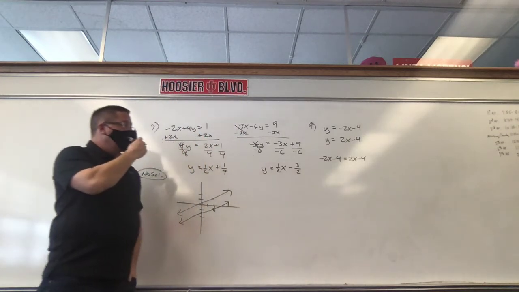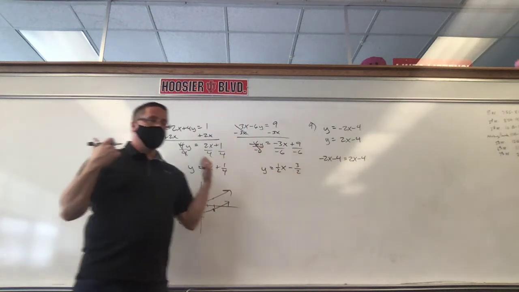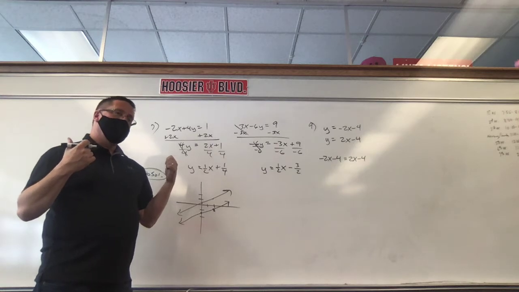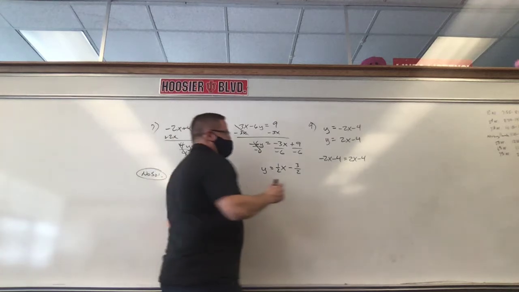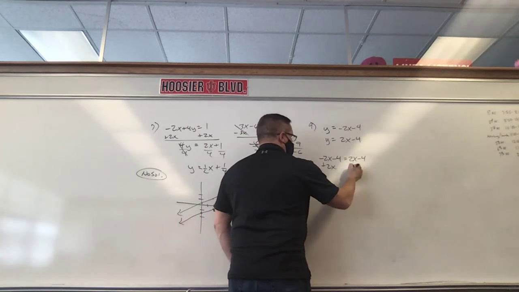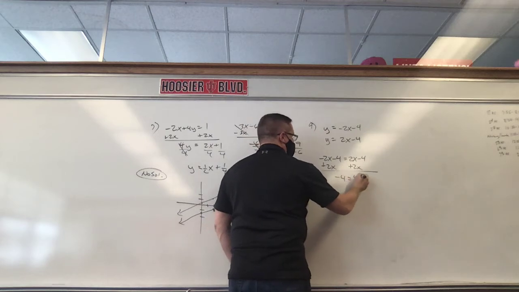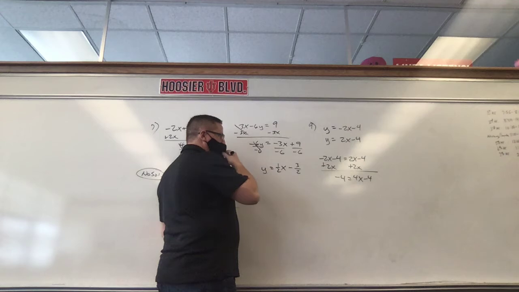All right. So now what do we do? Can I combine these x's or not? No, they're on different sides. Can you cancel them out? You're supposed to do whichever one's lower. Which one is lower, negative 2x or 2x? Negative 2x. So how do I get rid of the negative 2x? Add 2x. So these cancel. So negative 4 equals 4x minus 4. Now what?